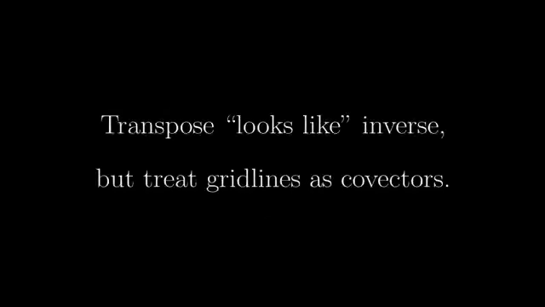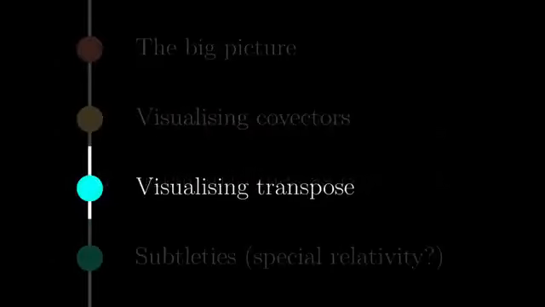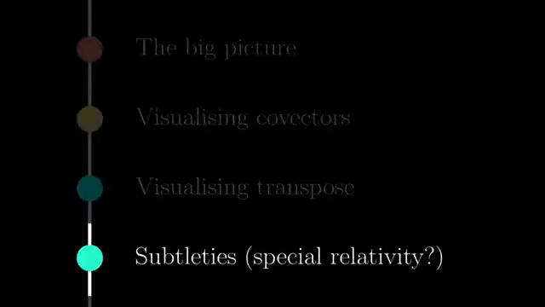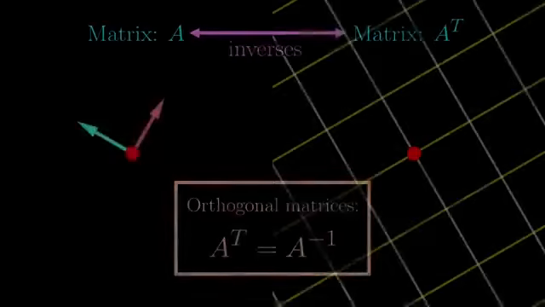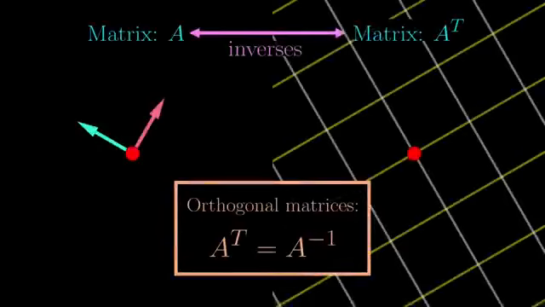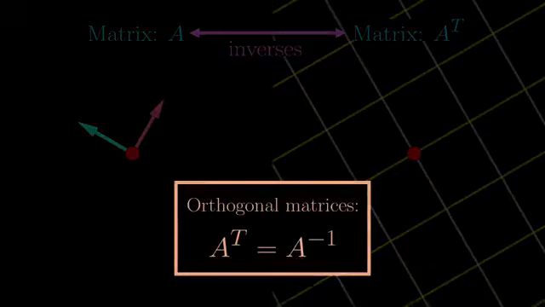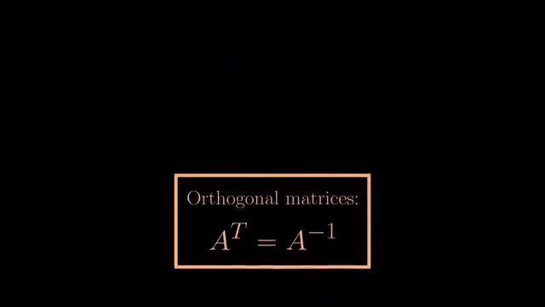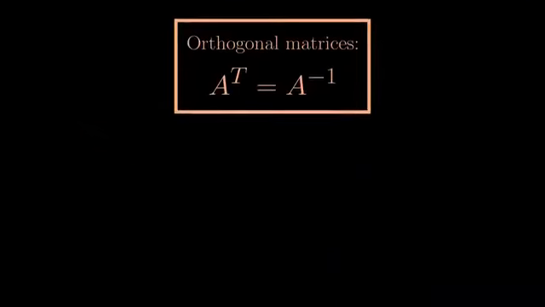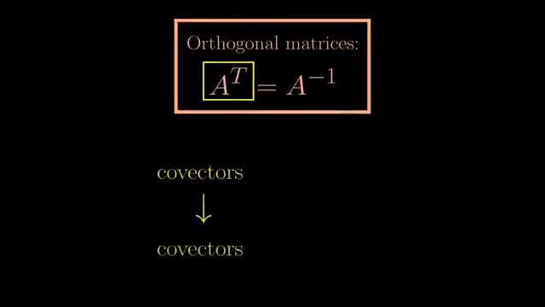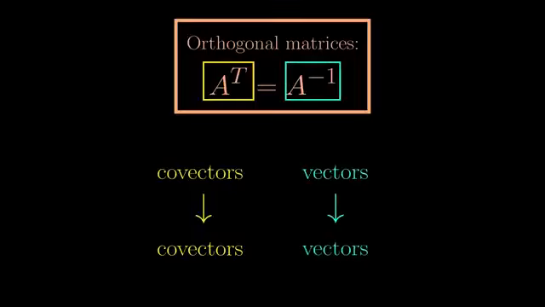visualization for transposes. I want to emphasize a very subtle and technical but important point. The orthogonality condition A transpose equals A inverse should not have made any sense to you. On the left-hand side, the transpose is supposed to transform covectors to covectors, but on the right, A inverse transforms vectors to vectors. They aren't even the same type of object. How can they be equal?